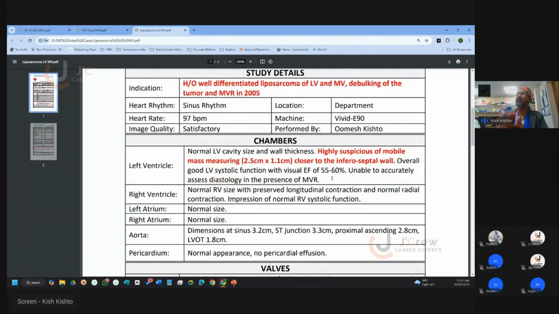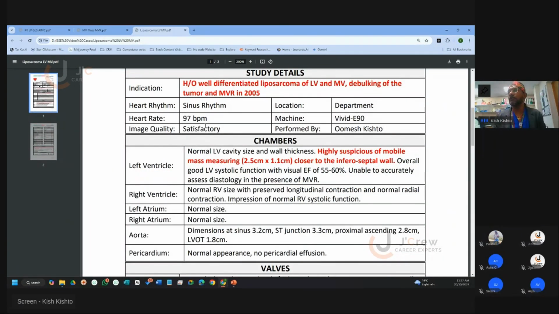Okay, history of well differentiated liposarcoma of LV and mitral valve, debulking of the tumor and mitral valve MVR in 2005. Here you go. So the reason for the mitral stenosis was because of the presence of an MVR before, as well as the resection and developing of the tumor that they had there.